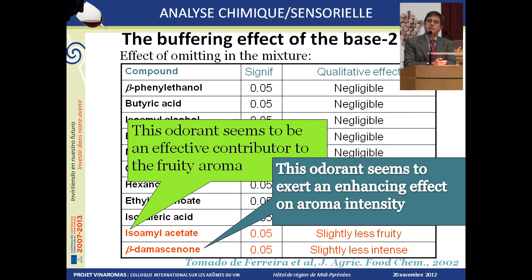Only in two cases, the two that are marked in red, isoamyl acetate and beta-damascenone, there was really a clear, not very strong, but clear change. In the case of this molecule, that odorant seemed to be effectively contributing to the fruity aroma, because the fruity aroma decreased when it was removed. And this other molecule, beta-damascenone, when it was removed from the mixture, there was a clear decrease in the general intensity of the mixture. So that aroma seemed to play the role of an aroma enhancer.